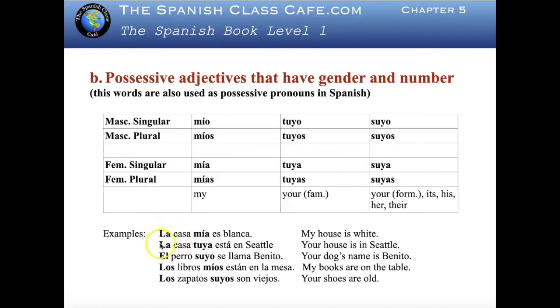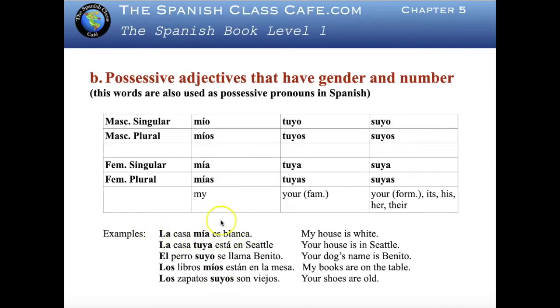Then we have la casa tuya está en Seattle. El perro suyo se llama Benito. Los libros míos están en la mesa. Los zapatos suyos son viejos. Notice that all of them have the definite article in the front, the adjective is in the back, and they do have to match the gender and the number.